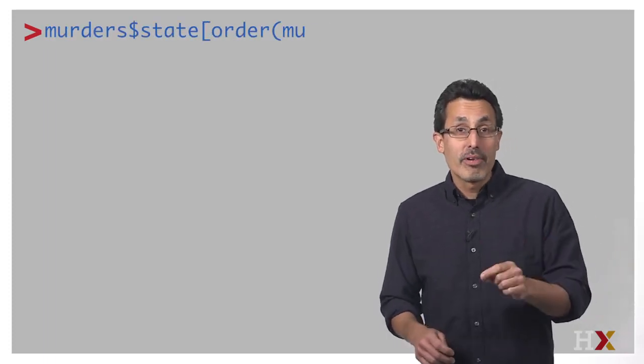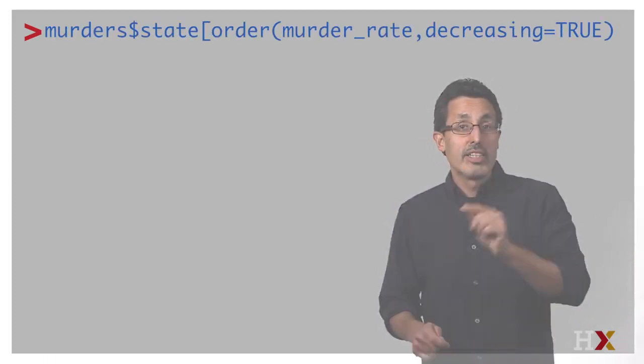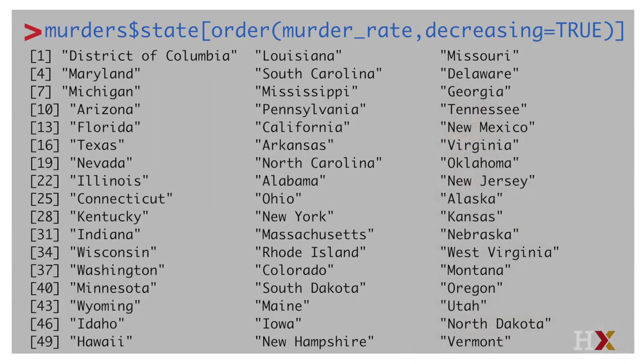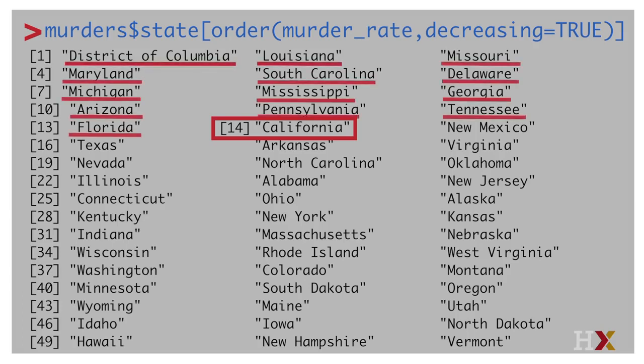Once we do this, we notice that California is no longer near the top of the list. We can use what we've learned to order the states by murder rate. Here I'm going to look at the states ordered by murder rate, in this case in decreasing order. And now we see that California is not even in the top 10. The highest murder rate is in the District of Columbia, the second one is in Louisiana, etc., and California is only the 14th.